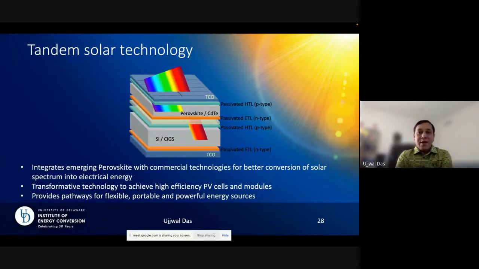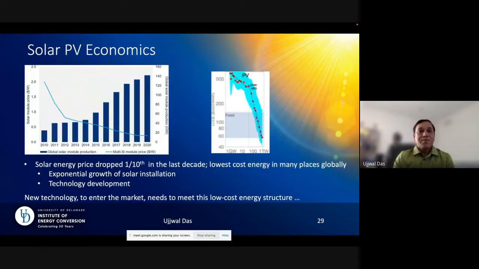And finally, I believe the ultimate technology, which you might be able to see in the next 10 to 15 years, is called tandem solar technology. It basically merges that emerging perovskite technology with another cell, with current silicon or cadmium telluride technologies, to improve the performance. But I'm not going into details of this.